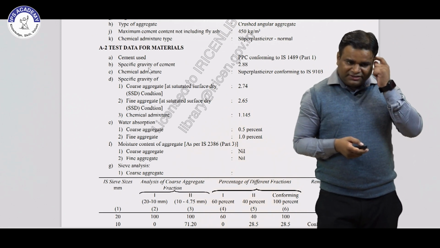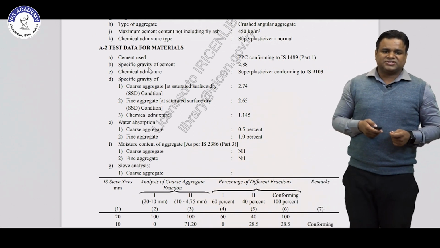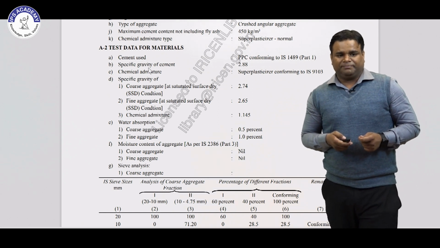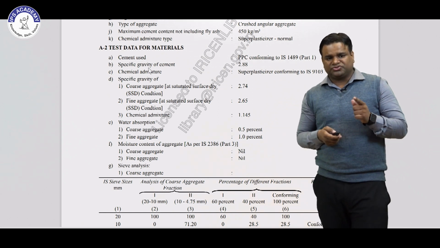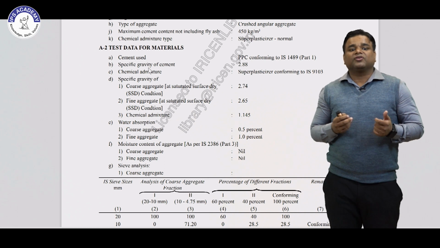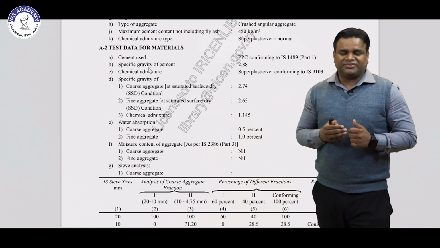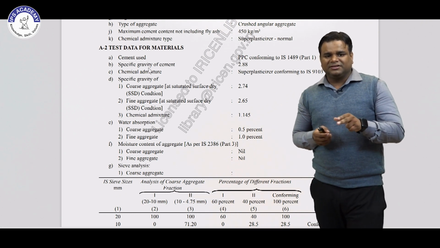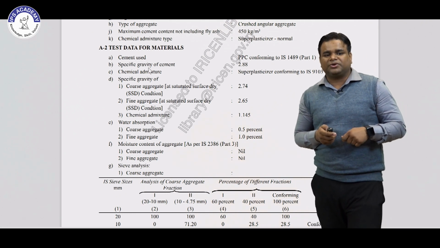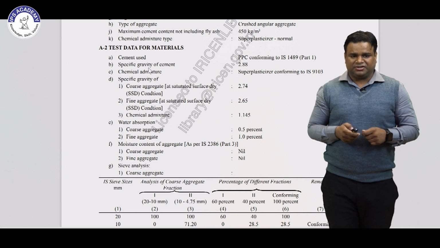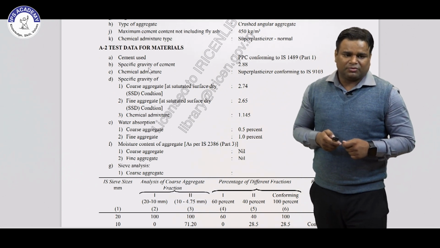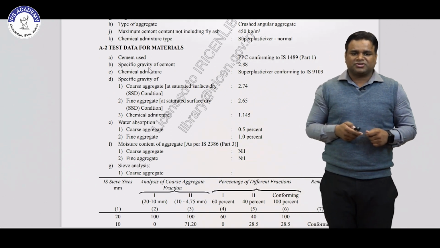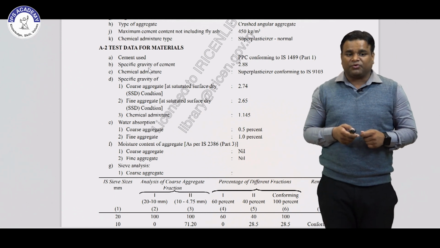So what is SSD condition? Basically SSD is saturated surface dry condition. So saturated means no more water is absorbed, and surface dry means no surface moisture is present. So these are the results for the saturated surface dry condition for fine aggregate and the coarse aggregate. The chemical admixture specific gravity is also given, 1.145.